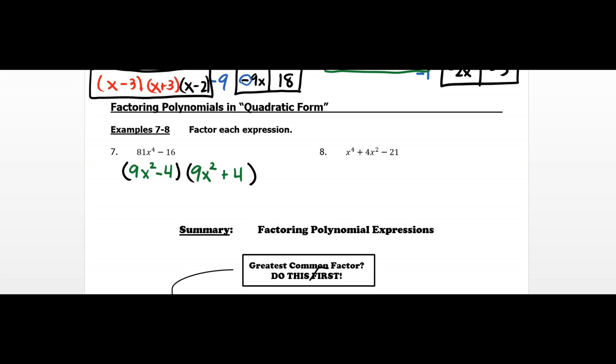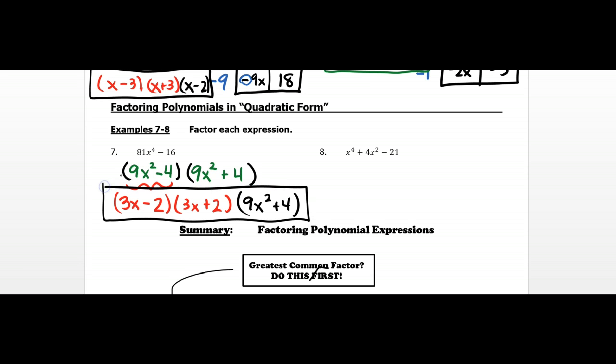From there, we create another difference of squares. 9x squared minus 4 is also a difference of two squares. The square root of 9x squared is 3x, and the square root of 4 is 2, so this factors into 3x minus 2 times the quantity 3x plus 2. You cannot factor a sum of squares, so the 9x squared plus 4 we just have to bring down. So this is how 81x to the 4th minus 16 factors. We do two separate differences of squares, and we get this answer here with three binomials.